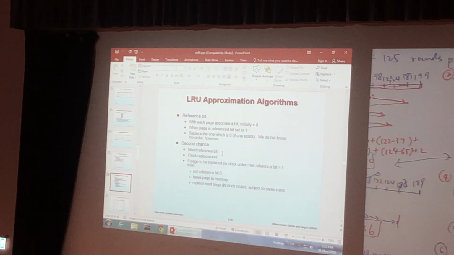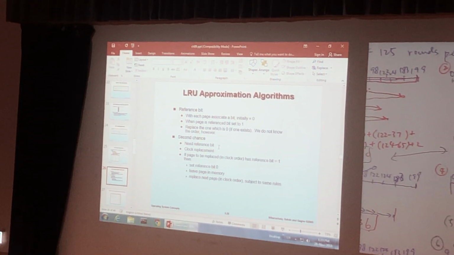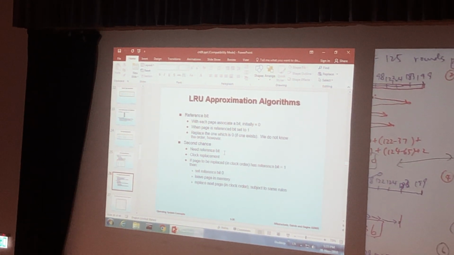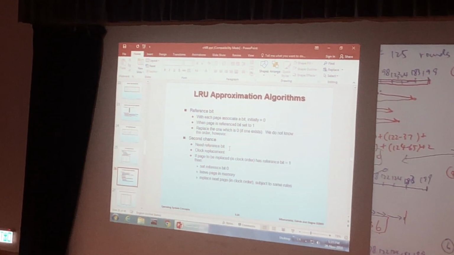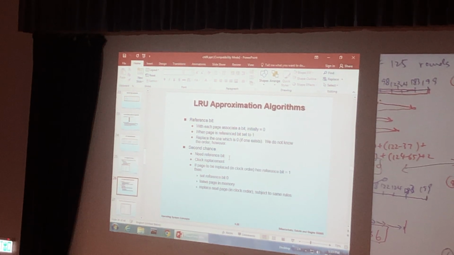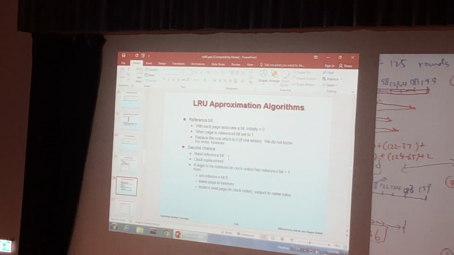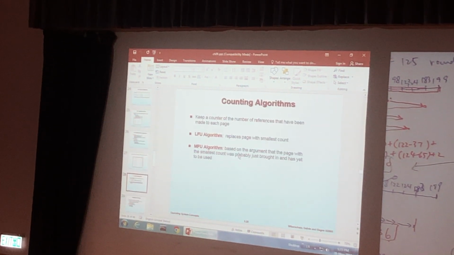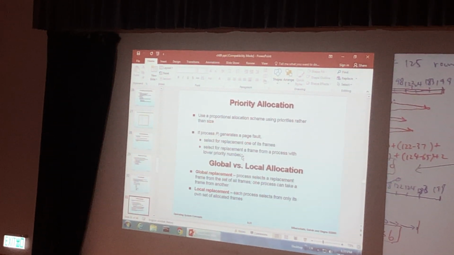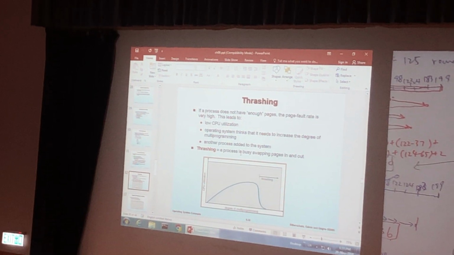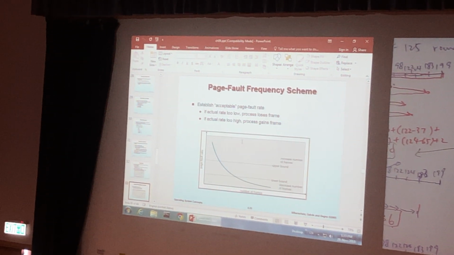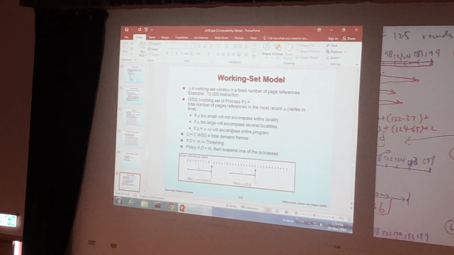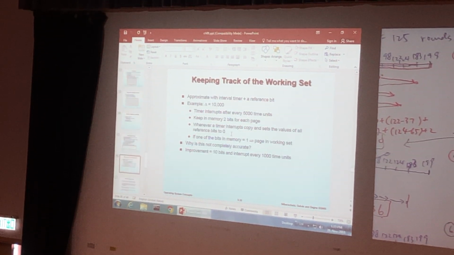Don't worry about LRU approximate algorithms. They are practical, they are used in practice, but for this course, for the exam, we only care about pure LRU. Make sure you understand the key concepts. Thrashing is an important concept. Don't worry about working set for the exam.